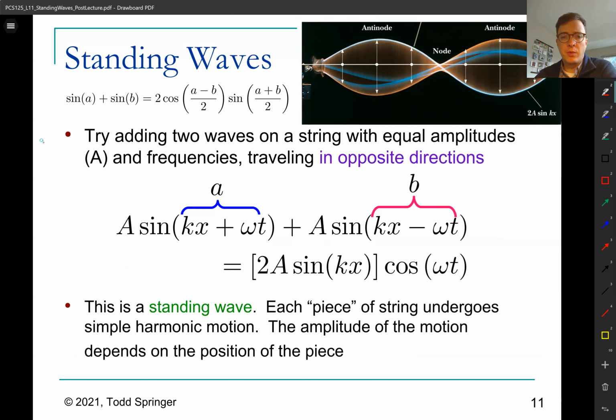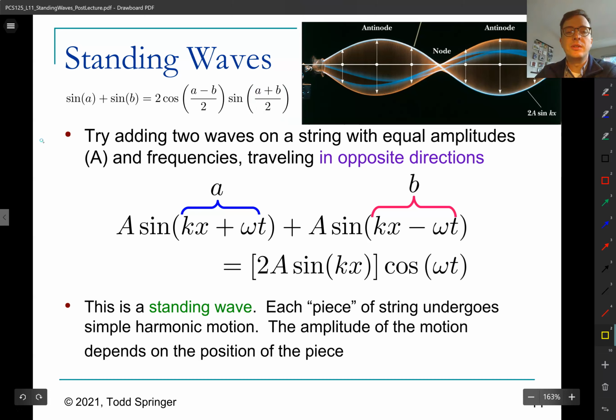How do we come up with an equation mathematically for this? Start again with this trig identity. We've used this several times in this chapter. The addition of two sine waves can be written as the product of a cosine and a sine, where the argument of the cosine is (a minus b) over 2, and the argument of the sine is (a plus b) over 2.